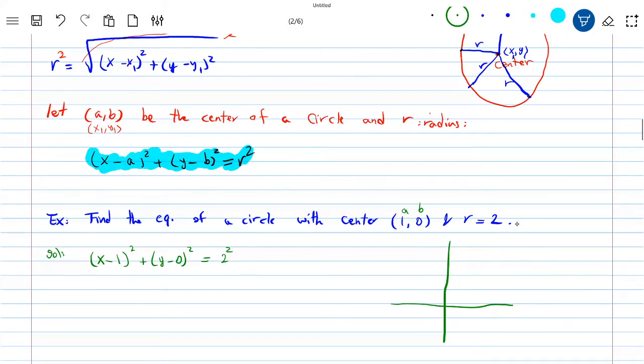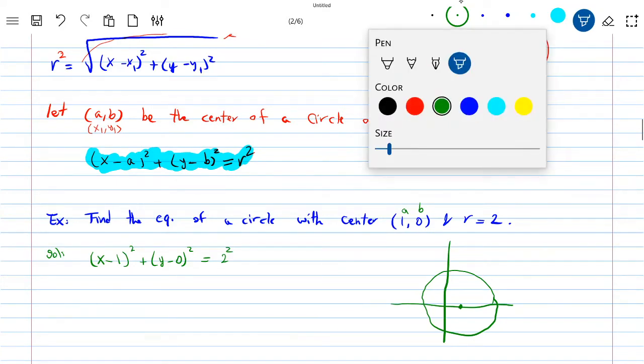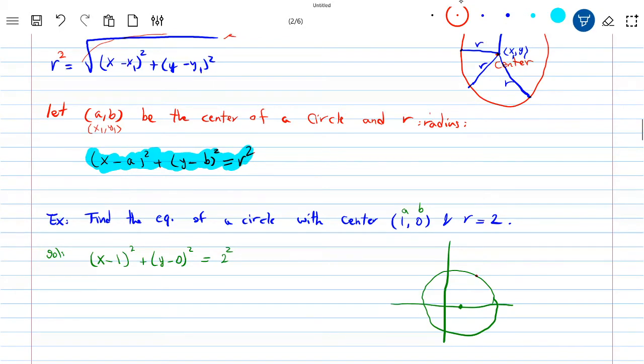let's say here is 1 and 0, and a circle with radius 2. Something like that. That means any point that is on this circle, wherever this point is, if it is here, here, doesn't really matter, all these points should satisfy this equation. By the way, this is 1.